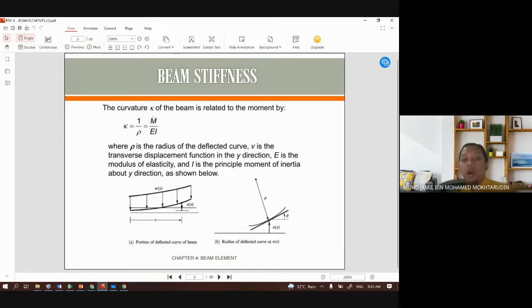And then the curvature kappa of the beam is related to the moment. I won't derive this, so take it as it is. Kappa equals 1 over rho, where rho is the radius of the deflected curve. So it is equal to M over E times I, where I is the moment of inertia.